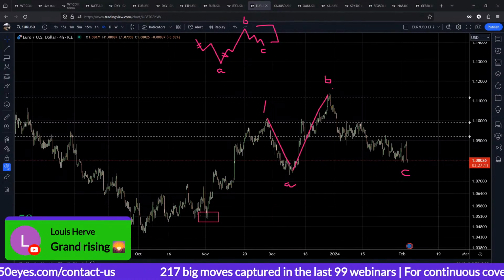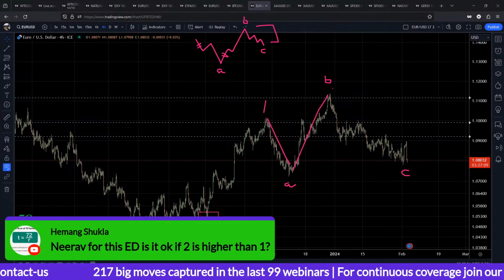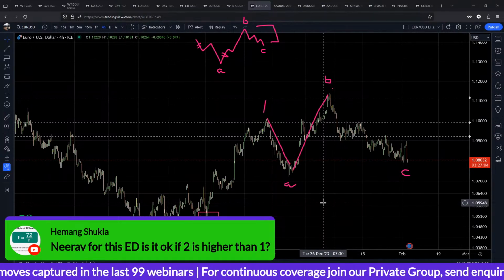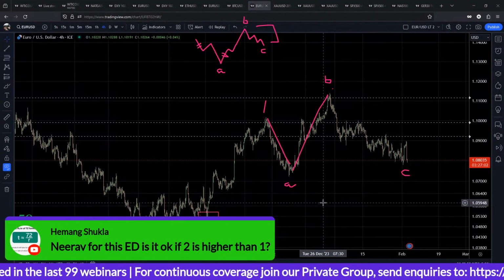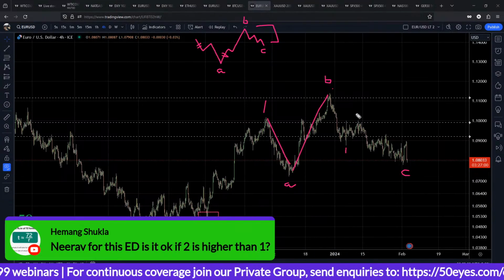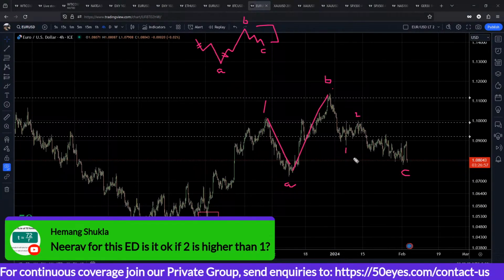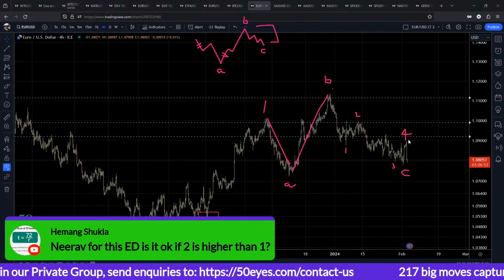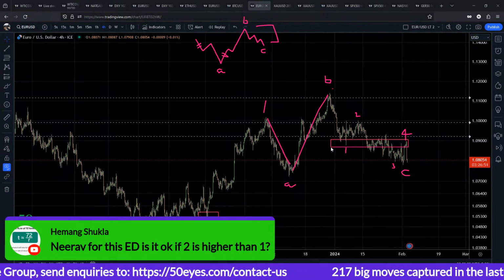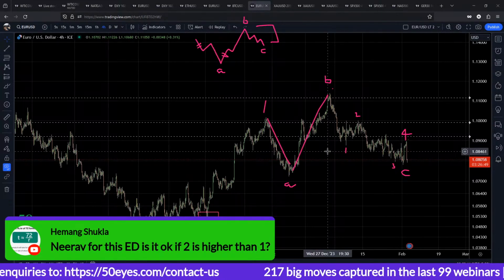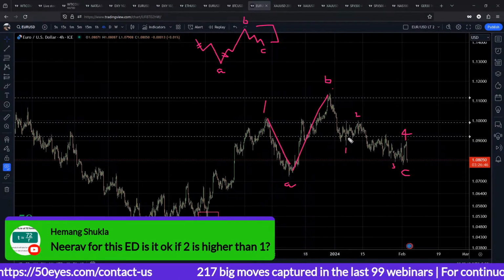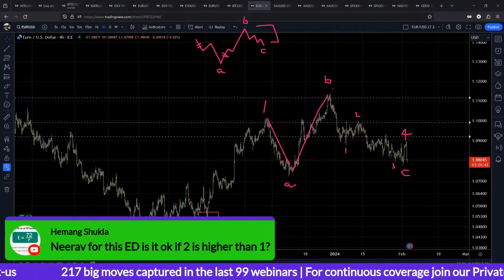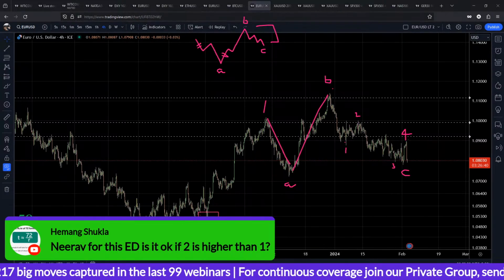So seemingly there are some comments. Hemant is asking, for ED, is it okay if 2 is higher than 1? What do you mean? I don't get it. This is the 1, this is the 2. And this is taken as the 3, 4, and the overlap is between 4 and 1. So that's why we are calling it a diagonal. Right, this is a standard 2 structure, like an ABC zigzag kind of structure. Not clear on your comment there.